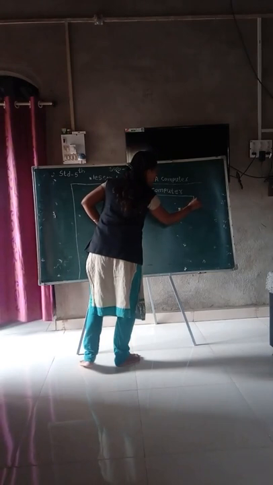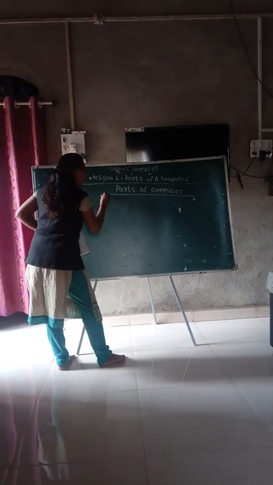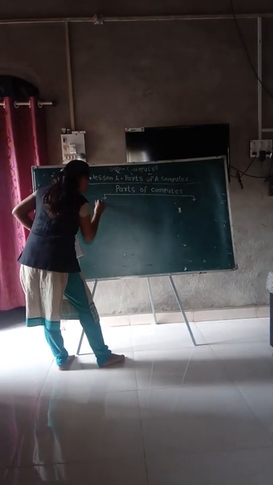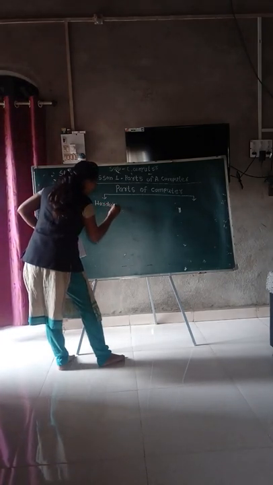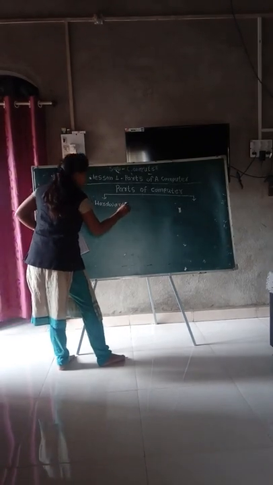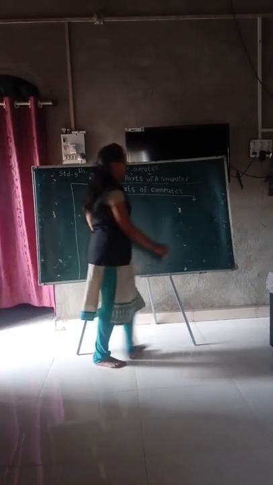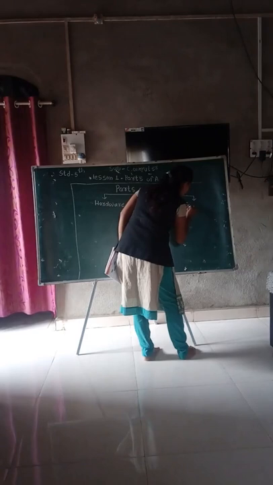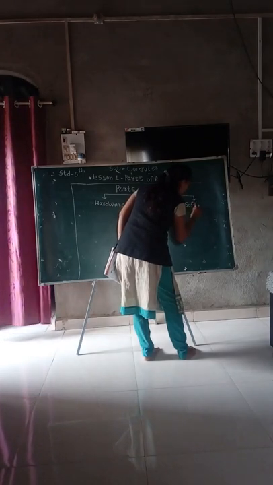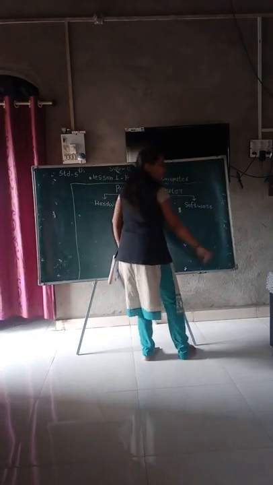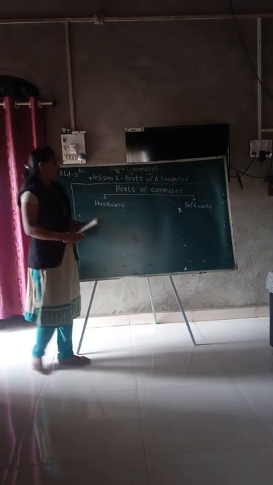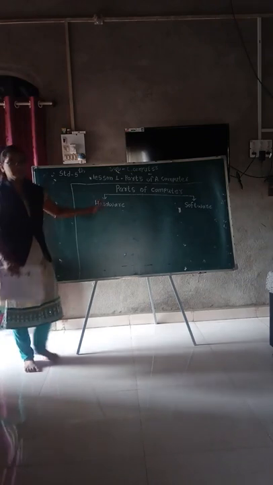There are two main parts of a computer. First one is the hardware and second one is the software. This is the spelling of hardware, and software spelling is the same. Then these are the main two parts, hardware and software.